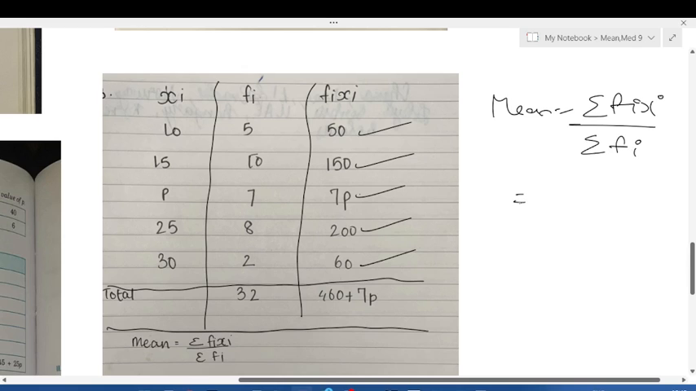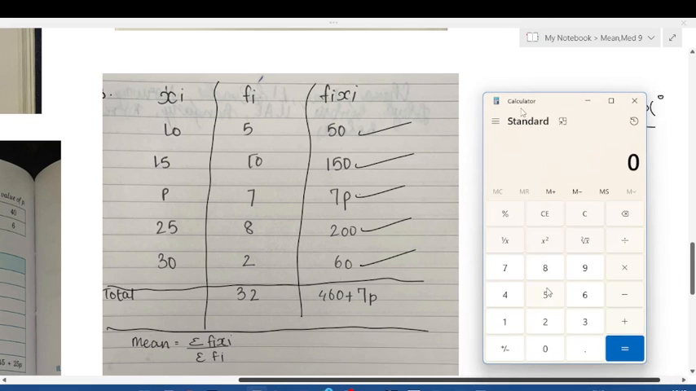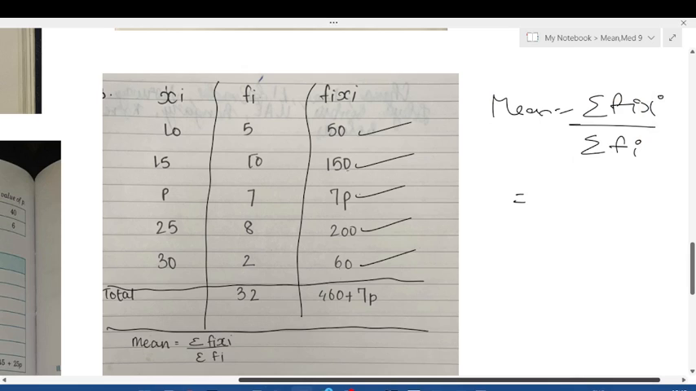Ananya, where did you go wrong? Where have you made a mistake? Which one? Not able to hear what you're telling, Ananya. Okay, look at the screen, Ananya. 32, we get 32 students. 32 is correct. 200, 400, 460 plus p, this is right. So 460 plus 7p divided by 32.